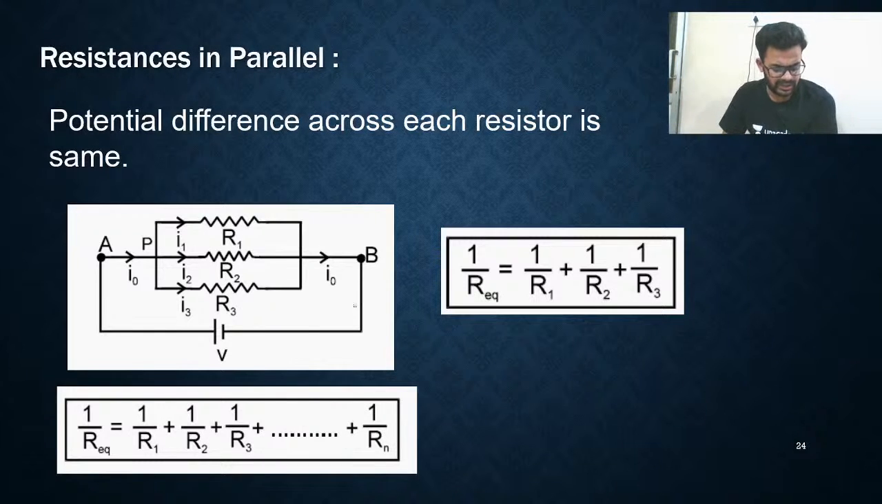So that's all. It's over. So you can find this. How to find I1, how to find I2, how to find I3, all three currents also you can find. So I hope you got this.